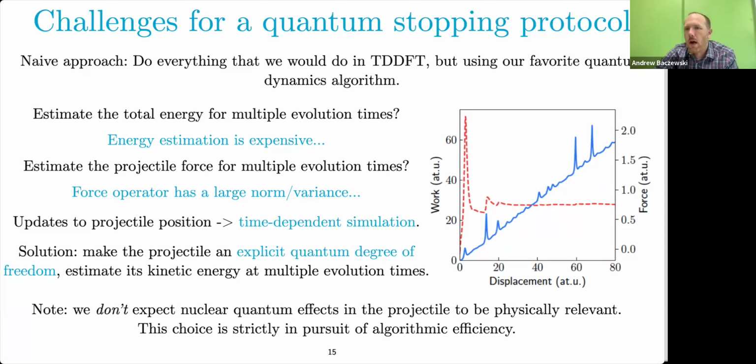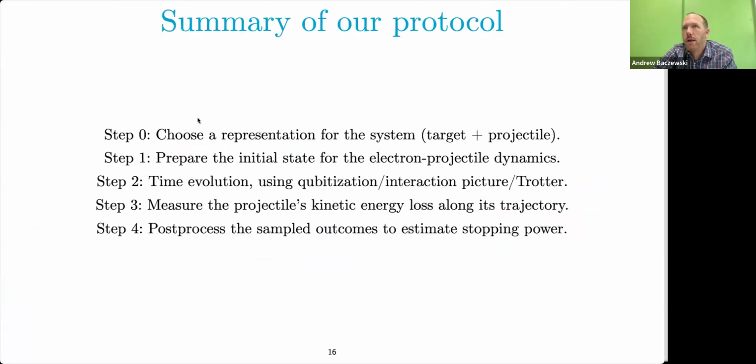So now I will get on to describing our algorithm in a bit more detail. The protocol consists of the following steps. In step 0, we choose a representation of this system, our supercell, the target and projectile material systems. The first step after that is to prepare an initial state for the electron-projectile dynamics, basically to time evolve the projectile moving through the electrons and nuclei in the plasma. Step 2 is implementing the actual time evolution itself. We're going to look at qubitization, incidentally consider interaction picture, and also consider Trotterization, standard approaches to time-independent Hamiltonian simulation. Then we're going to measure the projectile's kinetic energy loss along its trajectory, and from that, post-process the sampled outcomes classically to estimate the stopping power. These are the usual things that you do in any quantum simulation algorithm: choose how you're going to represent the system, state prep, evolve, measure the thing that you care about, right?